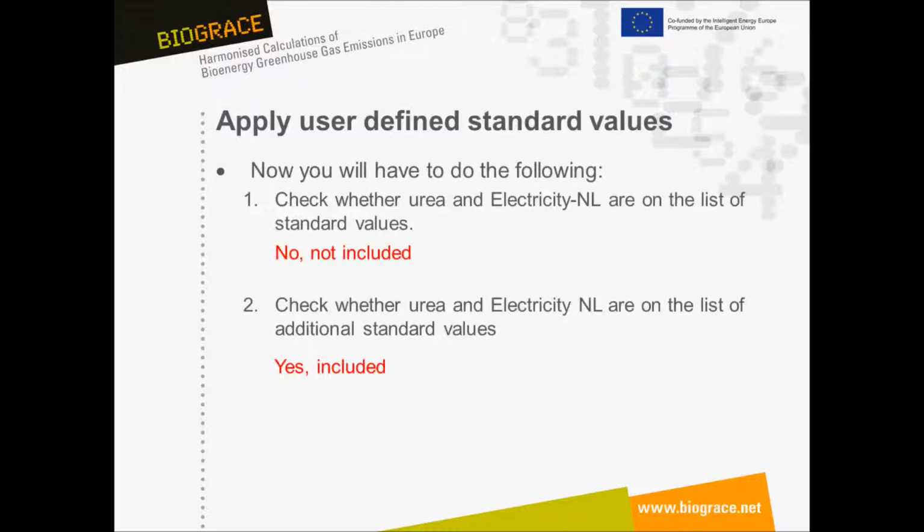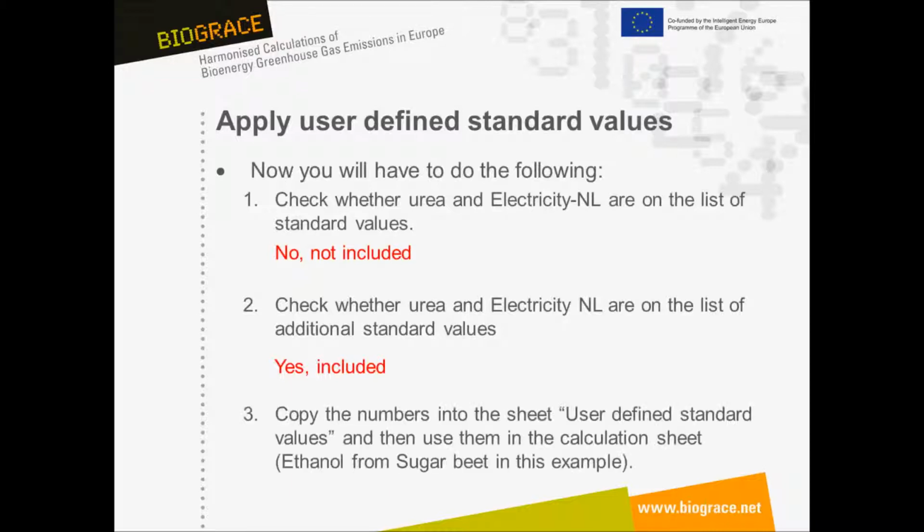If 1 or 2 of the input values would not have been included in the list of standard values, nor in the list of additional standard values, then you would have to look for emission factors yourself and include these numbers in the user-defined standard values sheet. You should make sure that this is reliable information. For this, please refer to BioGrace calculation rule number 2.2.1. If so, then these data can also be used.